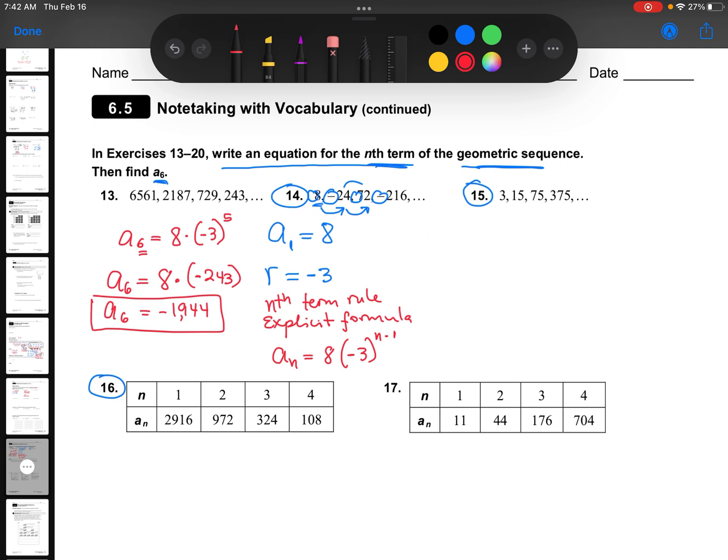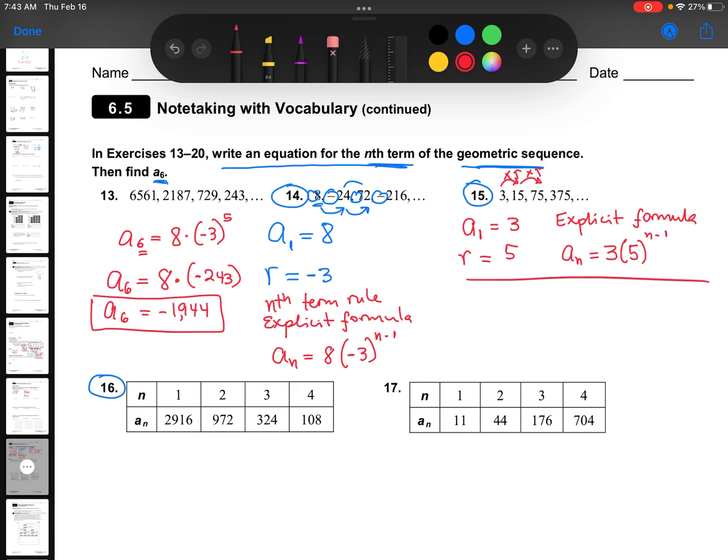Again, pause as needed, rewind if you want to take a look at the exercise again. Exercise 15, as you can see, what is A1? It's 3. What is R? Let's see, from 3 to 15, from 15 to 75. It seems like we are multiplying by 5. So R is 5. So the nth term rule, or the explicit formula, goes like this: A sub n equals A sub 1, which is 3, multiplied by 5 raised to the power of n minus 1. For this exercise, A6 is 3 times 5 raised to the power of 6 minus 1, which is 5.